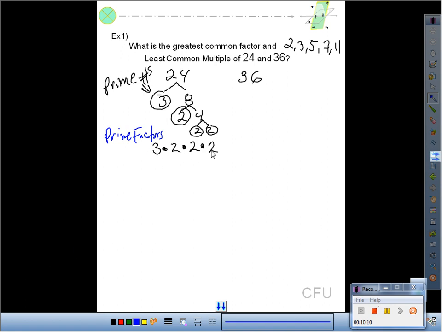Now, this is prime factorization because all these numbers, if I multiply them together, should give me the original number. What is 3 times 2 times 2 times 2? That is correct. That's how you find your prime factorization. Therefore, I want you to copy this, and then I want you to find me the prime factorization of 36 using the same process. Copy and go. All right, let's see.